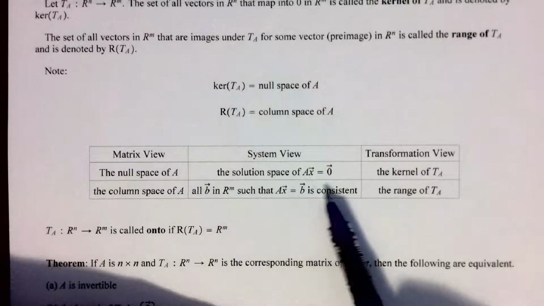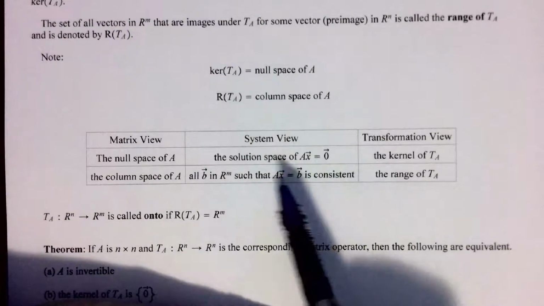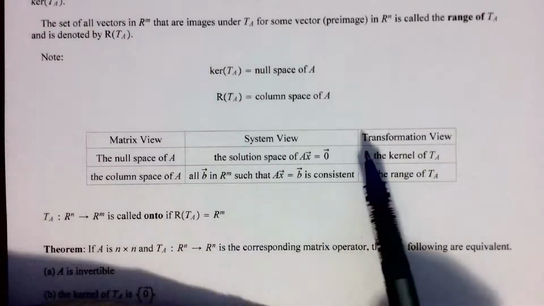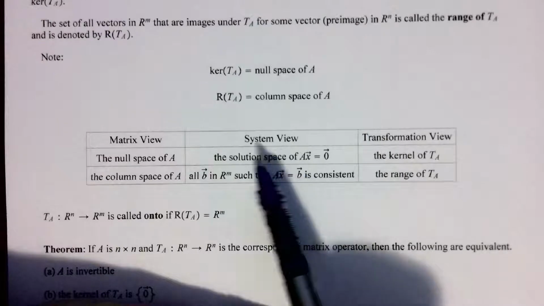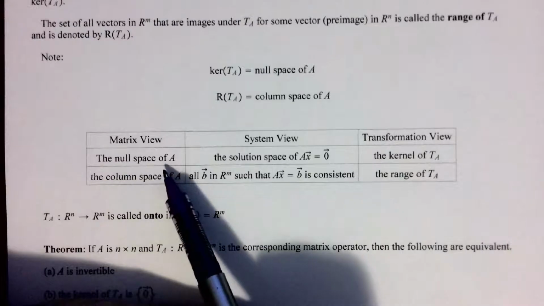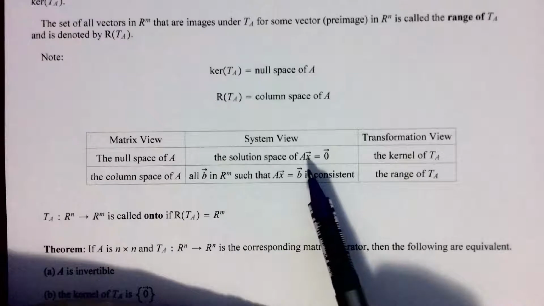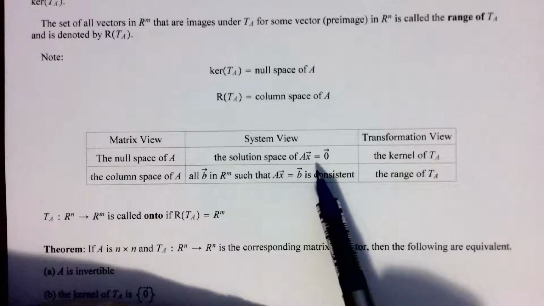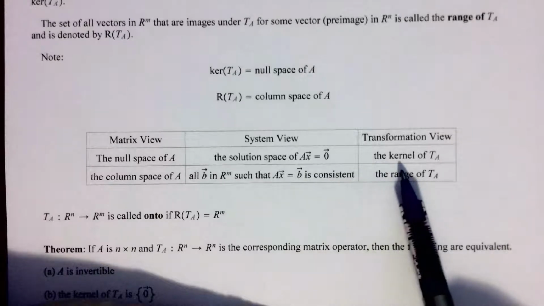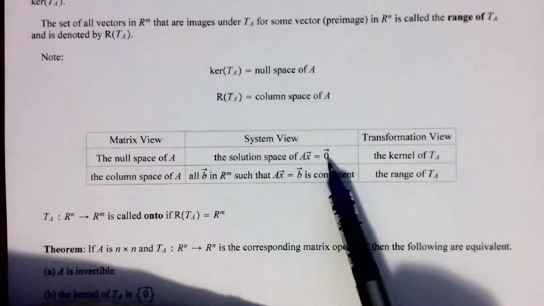Okay? And so what we're saying is we've been talking about a lot of these things, and this is to summarize these connections. We talk about them from three different viewpoints: we have a system of equations view, a matrix view, and a transformation view. So when we talk about the null space of a matrix A, that's the same as the solution space of AX equals 0. That's the system view: the set of all vectors X that satisfy that. Well, in the transformation view, that's just the kernel, the set of all values of X that get mapped to the 0 vector in the codomain.